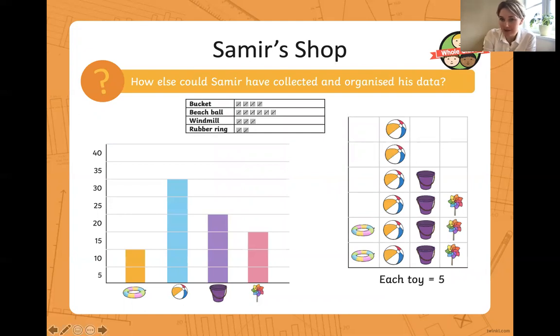Look at that key there for the pictogram. The pictogram is showing in 5s. Each picture equals 5. Each picture on the pictogram represents 5. So even though he sold 20 buckets, there's only 4 pictures because each picture of the bucket represents 5: 5, 10, 15, 20. So we've understood that for pictograms. Have a look at the block diagram over there. There are 4 blocks because that block diagram is going up in 5s too.